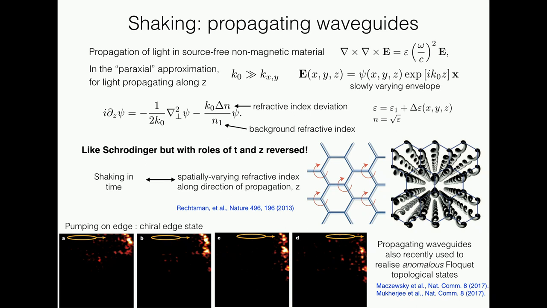So you see, it's really similar fields here. And they saw, indeed, the presence of chiral edge states. I should say, they can also do more again, so we now do anomalous Floquet topological states with these systems. So this is a particular type of system.